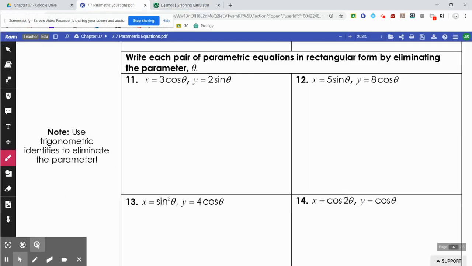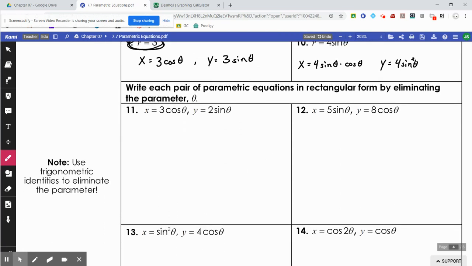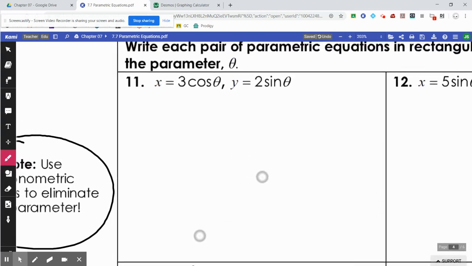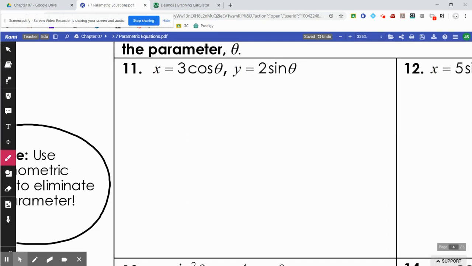Okay, the next few problems say write each pair of parametric equations in rectangular form. So we're going to eliminate the parameter. On the last one, we took an equation and wrote it as an x and a y. Now we have our x and y's and we want to write it as a single equation. Note, it says trigonometric identities are what you're going to use to eliminate the parameter. So let's see what we can do with this first one. You have x equals 3 cosine theta, y equals 2 sine theta.